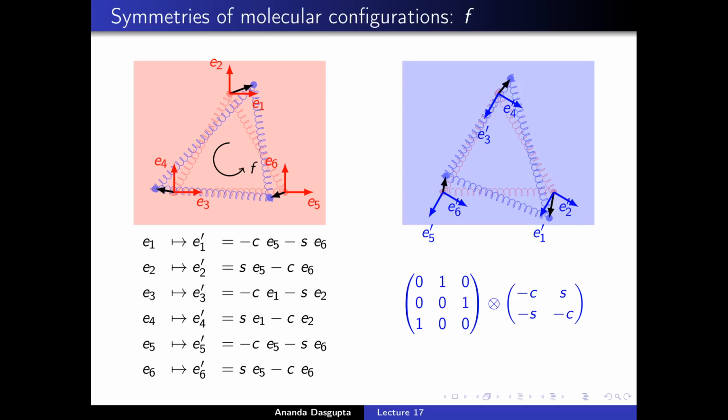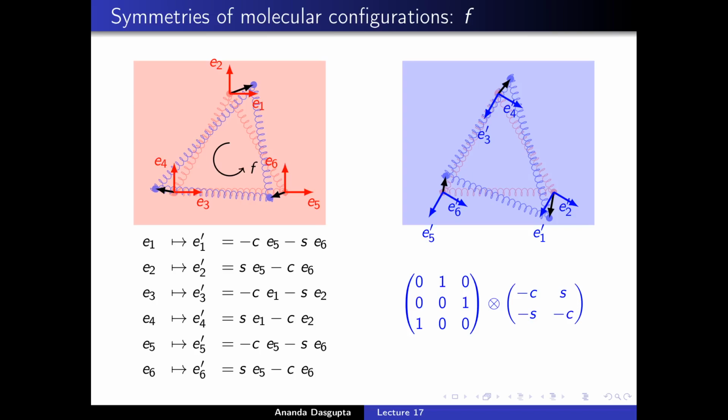Now, for identity, the character is very simple because for the identity, of course, the matrix is the identity matrix, and in every representation, the character of the identity is simply the dimensionality of that representation. So, in this case, it's 6.